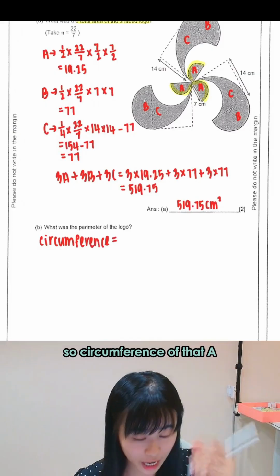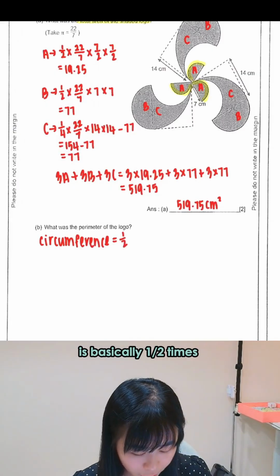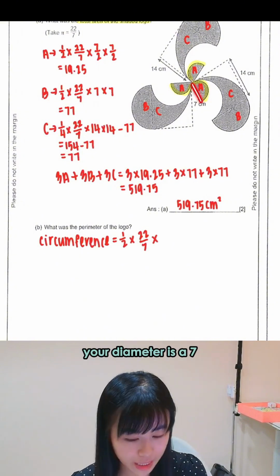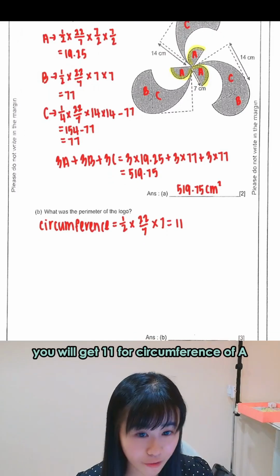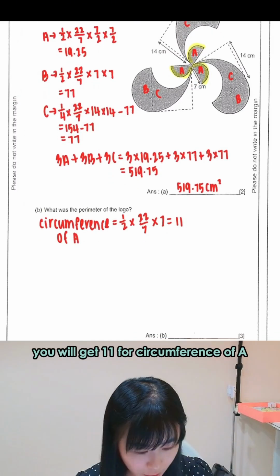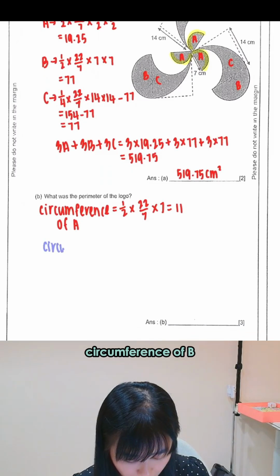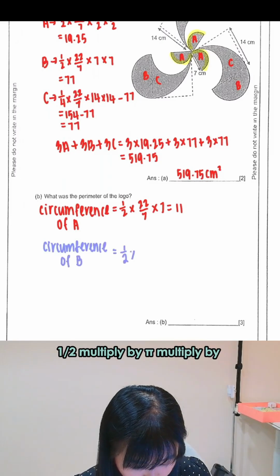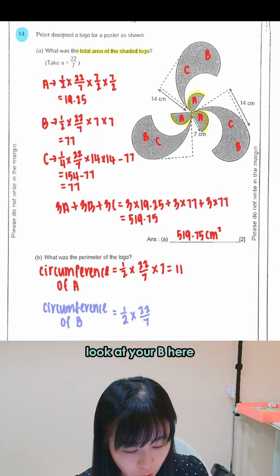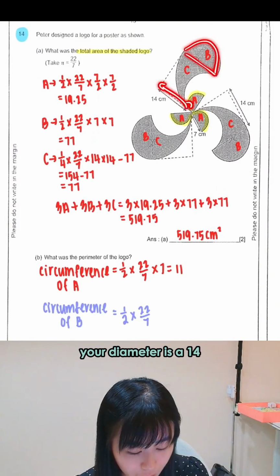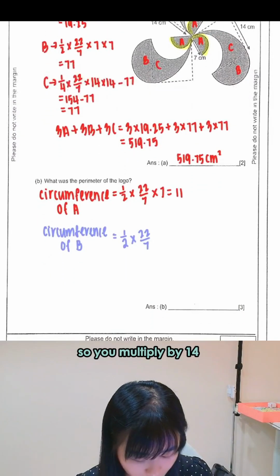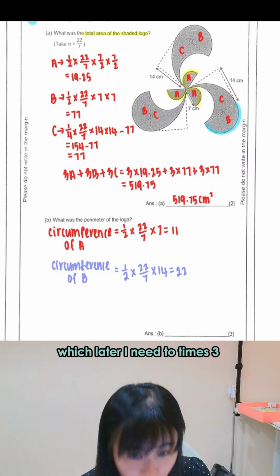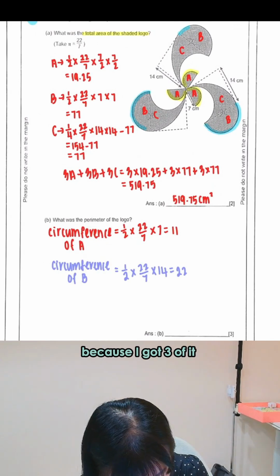So circumference of the A is basically half times pi times your diameter. Your diameter is 7. So right here, you will get 11 for circumference of A. Let's do the same thing to find circumference of B. Half multiplied by pi multiplied by, look at your B here, your diameter is 14. So you multiply by 14 and you will get 22. I'm finding one of these, which later I need to times 3, because I have 3 of them later on.